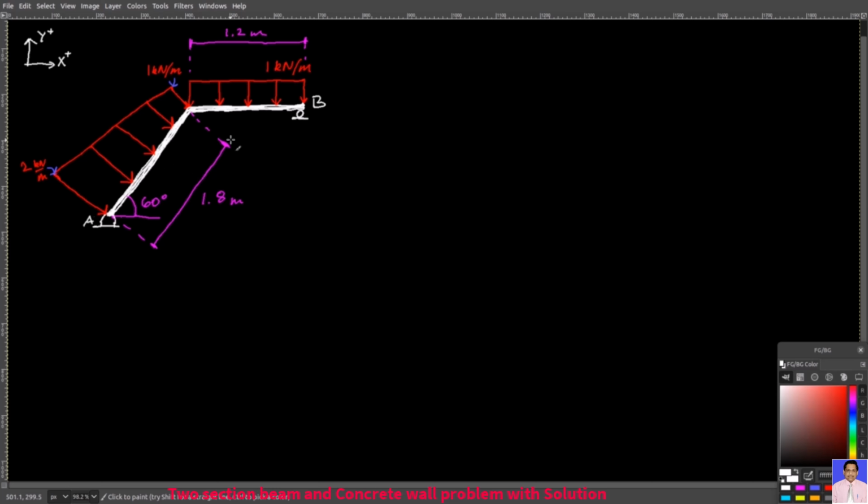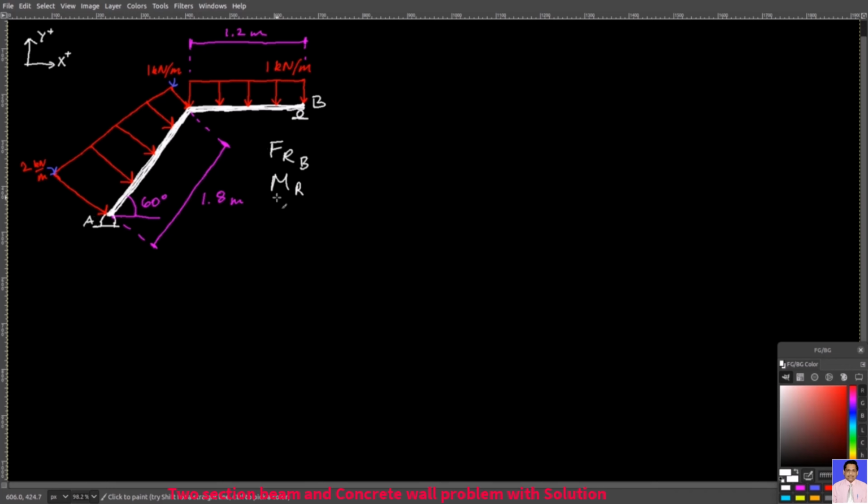And so your task now is to replace all this distributed loading by an equivalent resultant force that acts at point B, so right here, and the necessary resultant moment that you need in order to make this system equivalent. So good luck, try it out by yourself first, and then see the solutions in the next video.